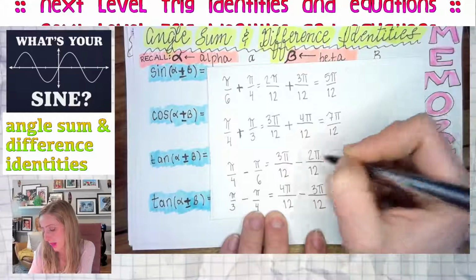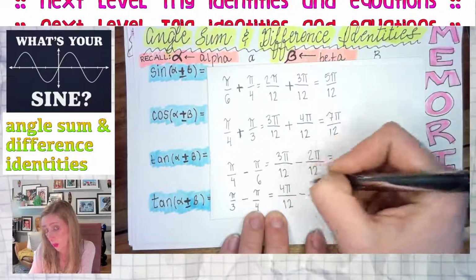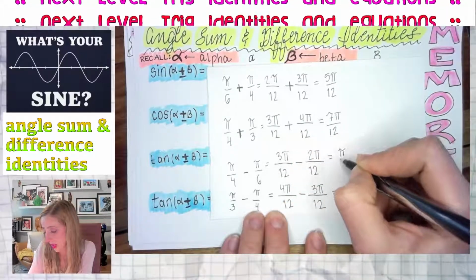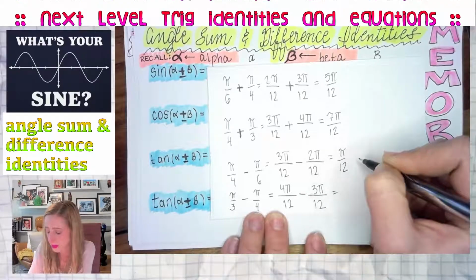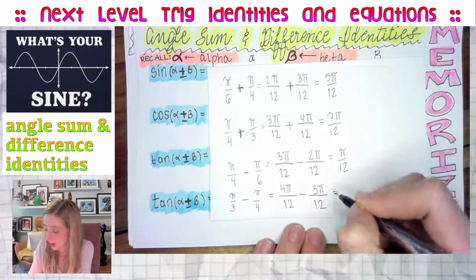Pi over 4 minus pi over 6. Some people may not need to see this step and they'll just tell you that's pi over 12. They'll do that in their heads. That's the power of memorizing.